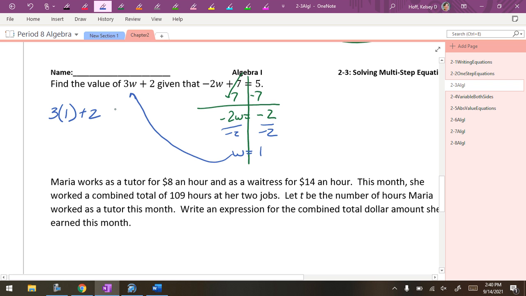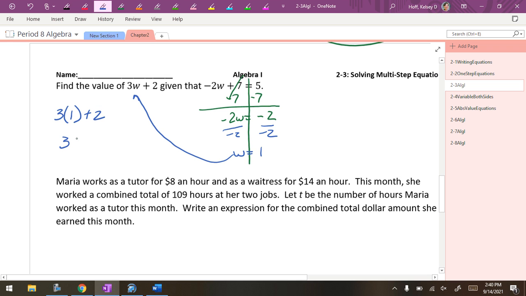Why would I do that? So I make sure I remember I'm multiplying. When you substitute in, always put it in parentheses. What do I do first? Multiply or add? 3 times 1 is 3, plus 2 is 5.